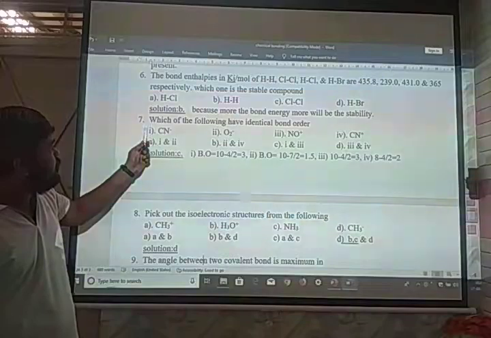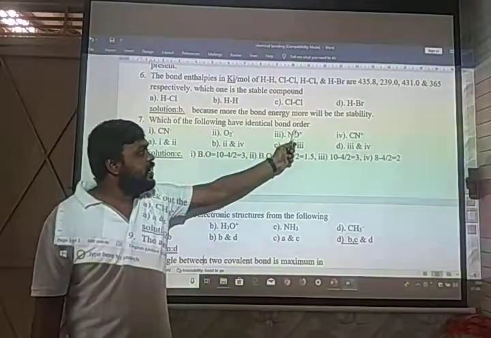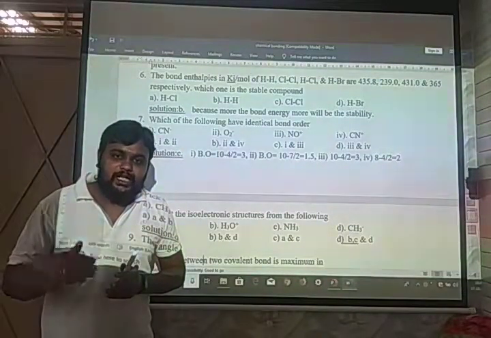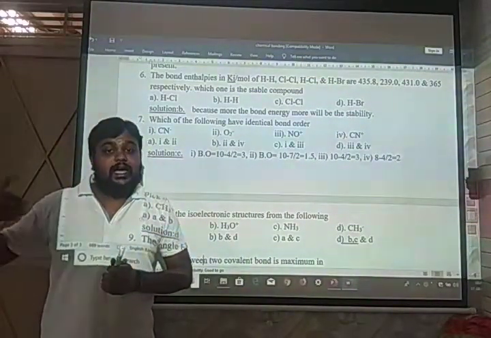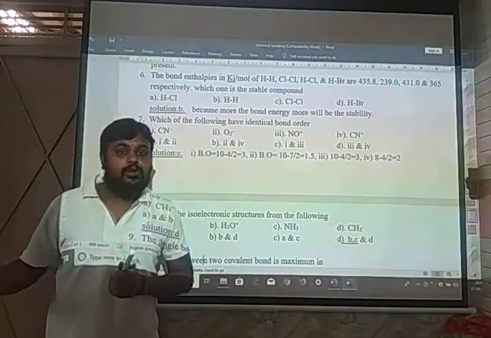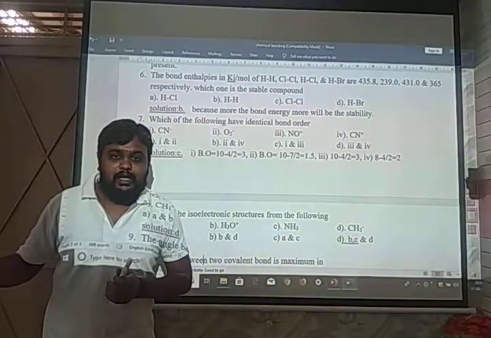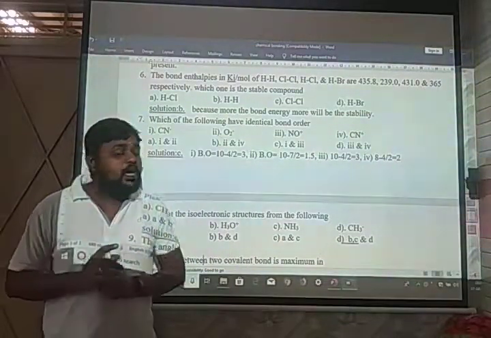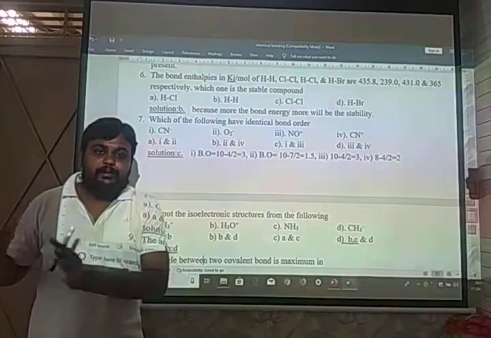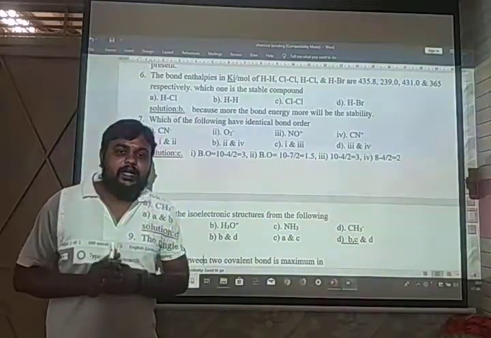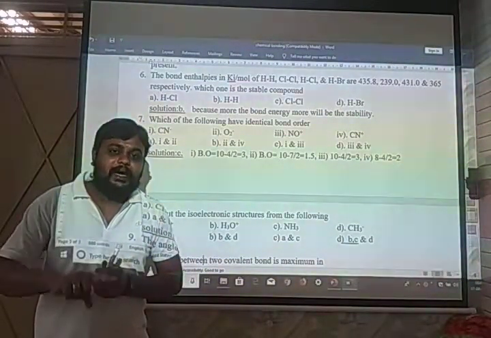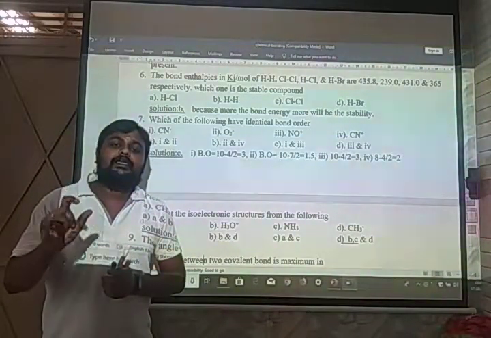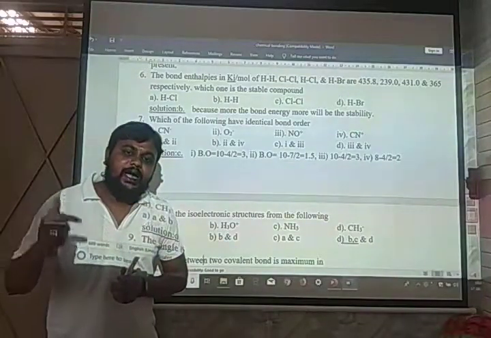So in the next question, which of the following have identical bond order? To find the bond order, first we have to write the energy level diagram, and next we have to write the electronic configuration of the molecule. Using that electronic configuration, you can find the number of bonding electrons and number of anti-bonding electrons, and using those you can find the bond order using the formula bond order equals Nb minus Na divided by 2, where Nb is the number of bonding electrons and Na is the number of anti-bonding electrons.